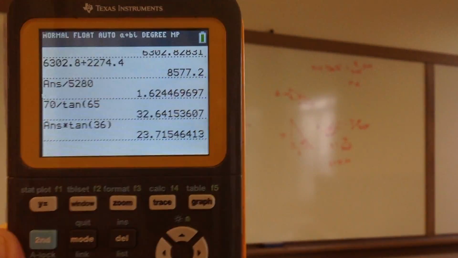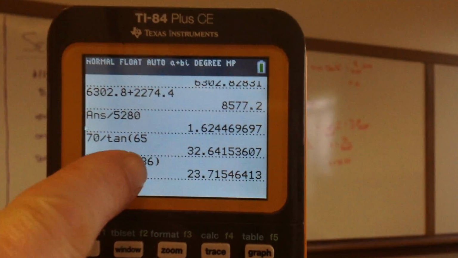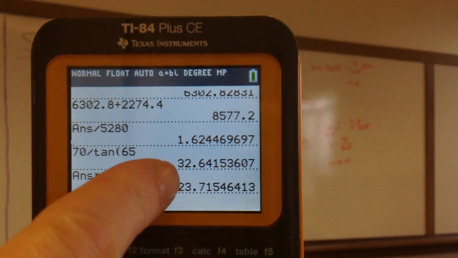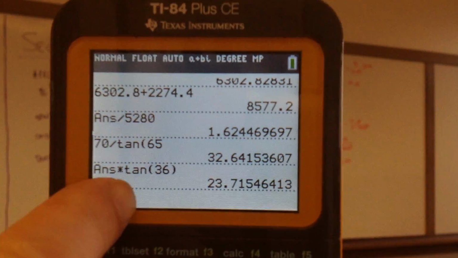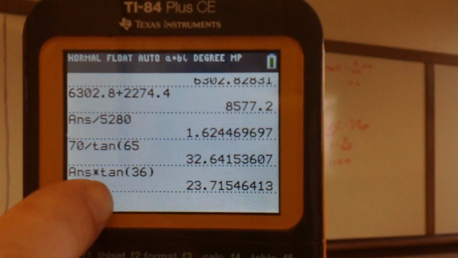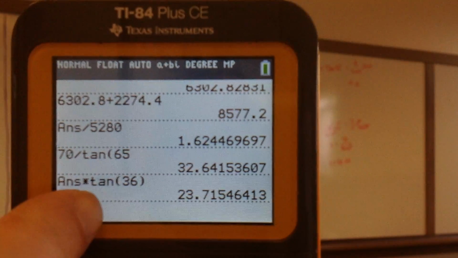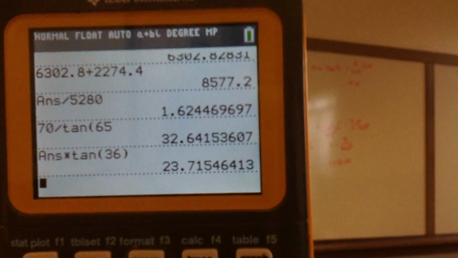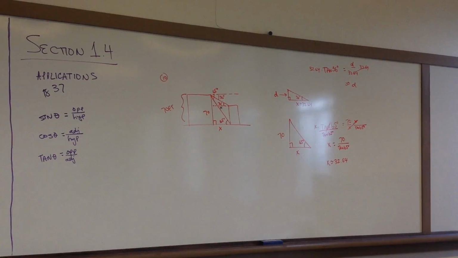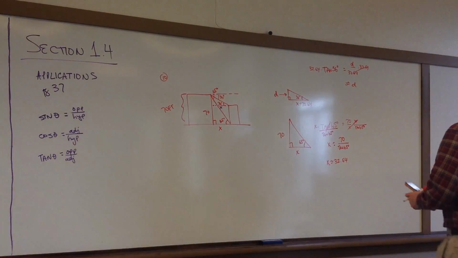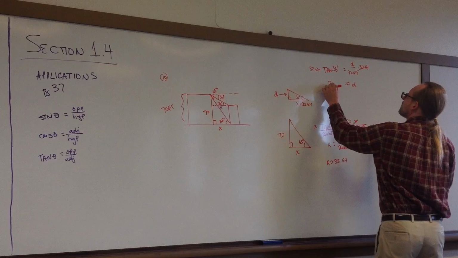Yeah, so there's the 32 right here, right? I did the 70 divided by tangent 65, and then I wrote it down, 32.64. But then when I hit times, I got this right here. It's going to take that whole value, and in fact, it's more decimal places than it's even showing. And then it gives me this answer, and I can say my answer for the d is 23.7. So that's just a piece of advice about using the calculator, and there's no reason to erase the more accurate values and replace them with less accurate ones.